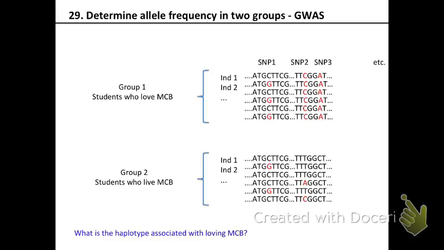So what's the haplotype then associated with loving MCB? The haplotype is the set of sequences for a given linkage disequilibrium block, which is SNP1, SNP2, and SNP3. What is the sequence that is most associated with loving MCB? Just tell me the sequence at this location, and this location. Is it CGA?